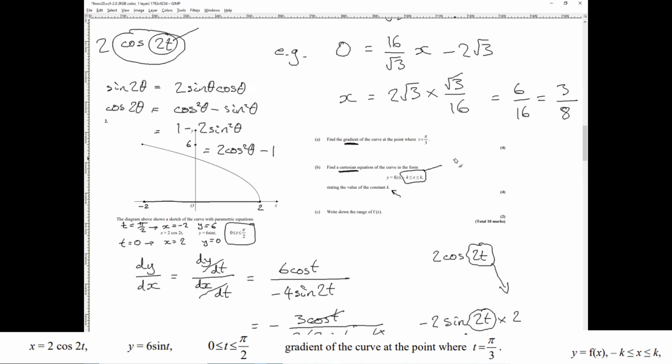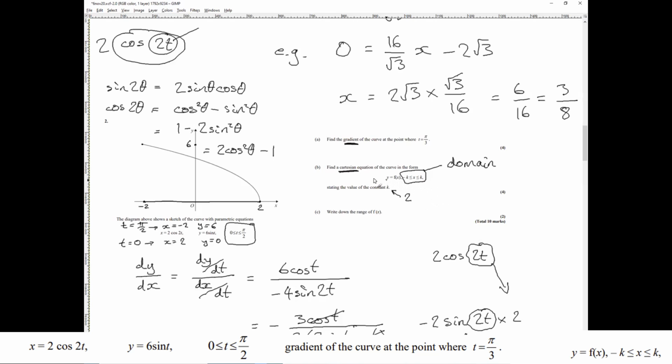Begins with D. No, I don't remember. Oh, domain. They're asking us to find the domain of the function, yes. Which is x values between -k and k, which is -2 and 2. Exactly. K is 2. Okay.